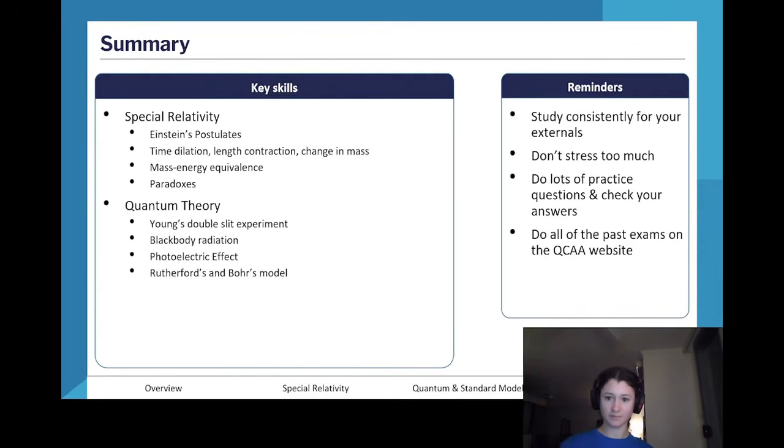All right. With that being said, I'm just going to go through a quick review of the content that we went through today. So, for special relativity, we went through Einstein's postulates, time dilation, length contraction, change in mass, mass-energy equivalence, and the paradoxes. Then in quantum theory, we went through Young's double slit experiment, black body radiation, the photoelectric effect, and Rutherford and Bohr's model.